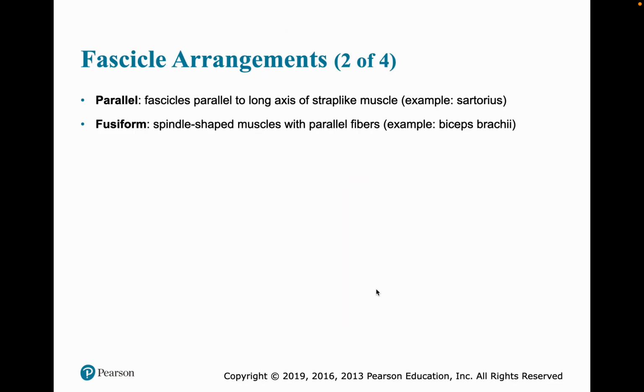In parallel, the fascicles run parallel to a long axis. They form strap-like muscles. The sartorius muscle is a good example of that. A fusiform is a spindle-shaped muscle. And we talked about smooth muscles. We said those were spindle-shaped. That's wider in the middle and narrow on each end. Biceps brachii would be a good example of a fusiform muscle.